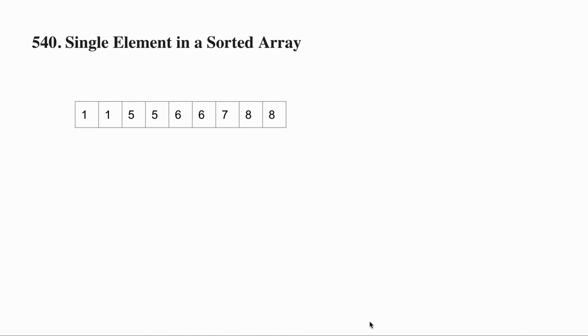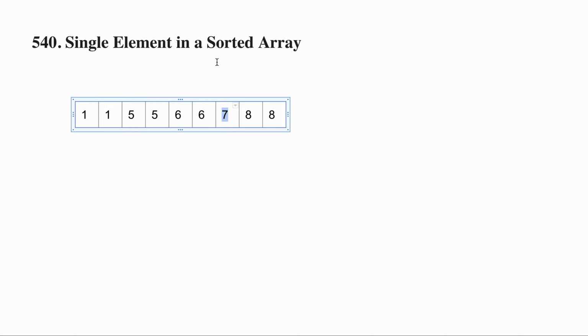Welcome to Code Sutra. In this video, I will be discussing LeetCode problem number 540, single element in a sorted array. In this problem, you are given an array that is sorted. This is very important. It is a sorted array in which there is a single element that occurs only once. If you look at this example, all the elements occur twice except for one element that occurs only one time.